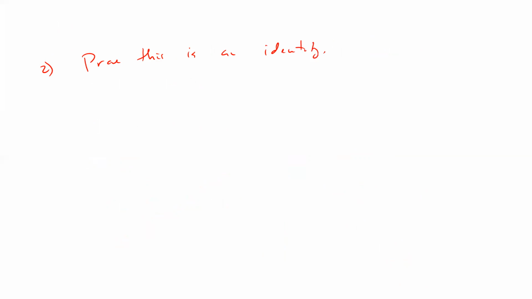And that would be secant theta minus cosine theta is equal to tangent theta multiplied by sine theta. It's all yours.